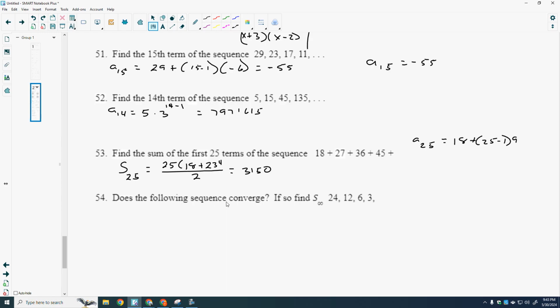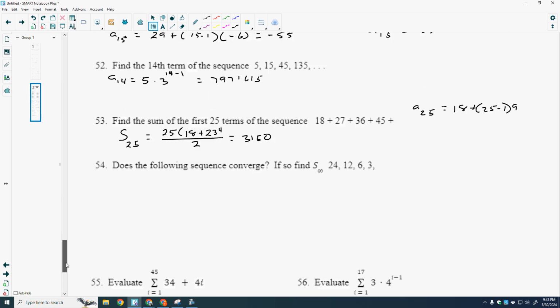Does the following sequence converge? Answer, I want to look at my ratio. 12 divided by 24 is 1/2. 6 divided by 12 is 1/2. 3 divided by 6 is 1/2. Does the sequence converge? Yes. Explain why, which is not here, because r is less than 1 and technically greater than 0. Okay, if it converges, find s sub infinity.